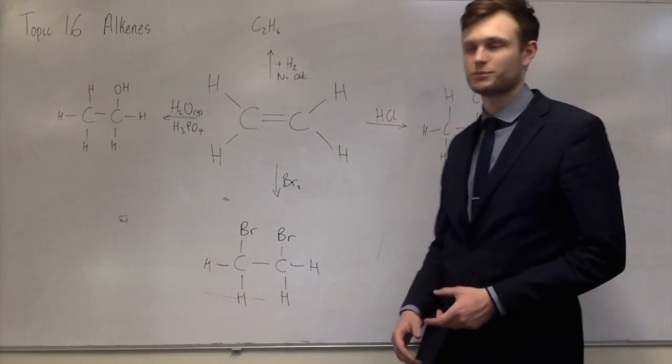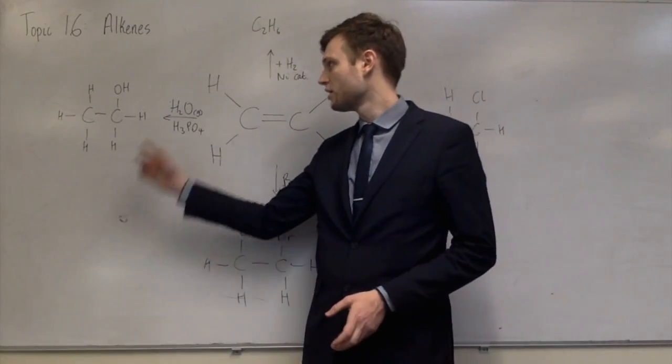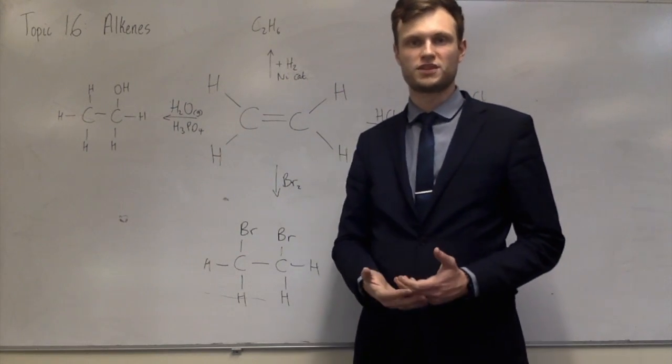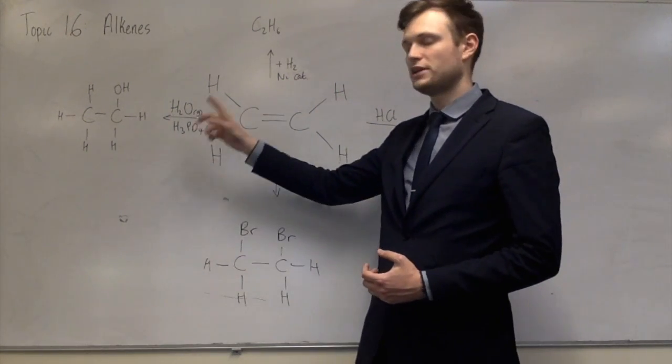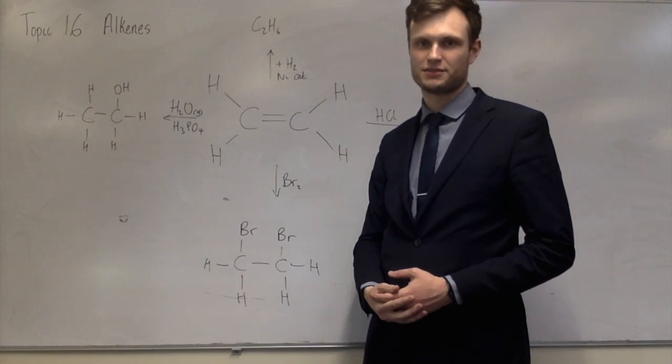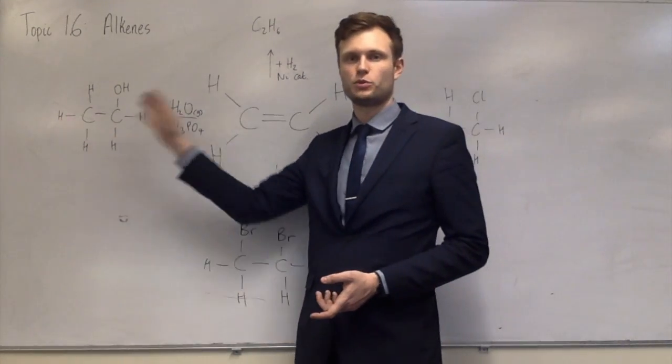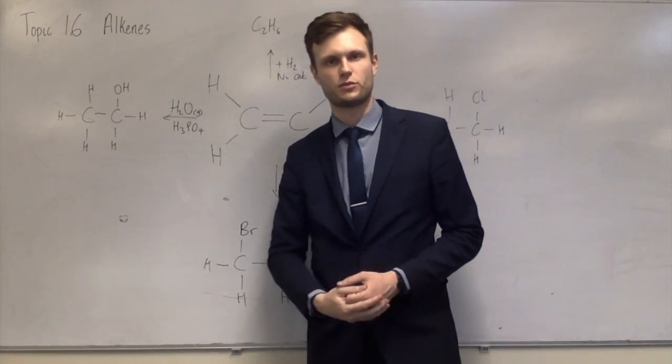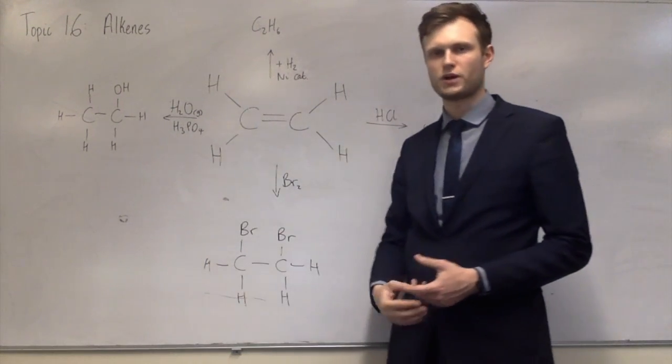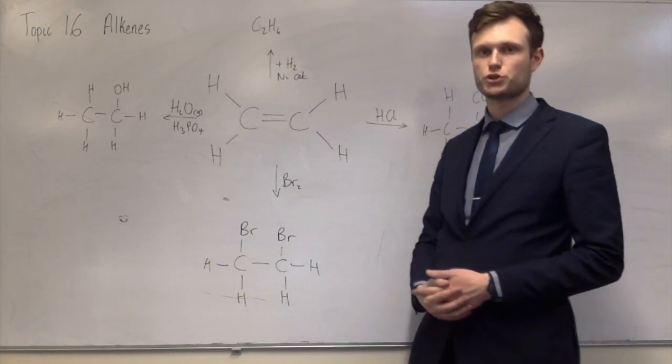Now with this one there are some special conditions. You need to heat it, so the water is going to be steam. And you also need phosphoric acid catalyst. And that is also at GCSE, we call that one the hydration of ethene. It's a way of making ethanol. The other way, of course, is fermentation from sugar and yeast.